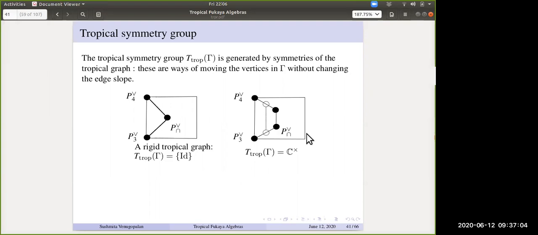So for example, in the left picture, there is no way you can move these vertices without changing the slope of the edges. Whereas in the right picture, these two vertices can be moved to the vertices indicated with dots. So there is a one-dimensional freedom there, which means that the tropical symmetry group is C star. So that generates the symmetry group.